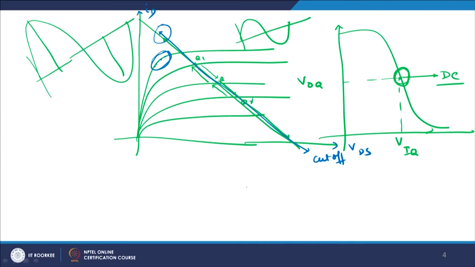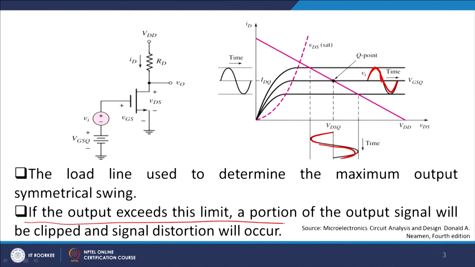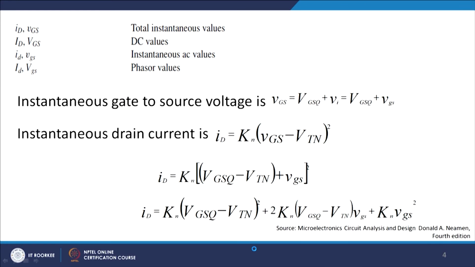Whereas if you force the device to go into cutoff, your output voltage will be clipped. So your output should have gone something like this, but what happens is that because of cutoff this goes like this, right. You have cutoff here, this is cutoff. So this is also known as clipping. So you have clipping taking place. So you need to ensure that your device biasing is very proper, and that is the next topic which I want to come to. Therefore I was saying that if the input or output exceeds this limit, a portion of the output signal will be clipped and signal distortion will take place.